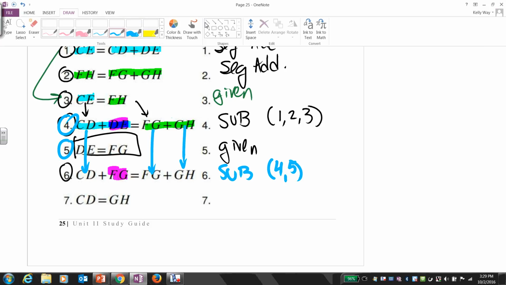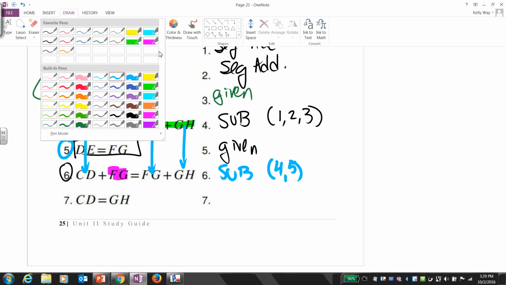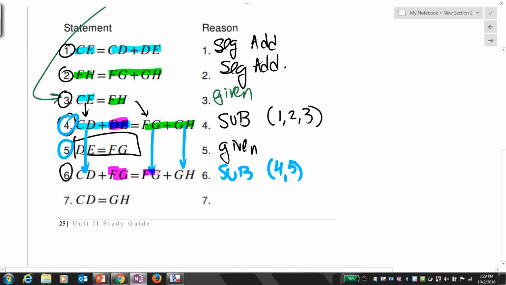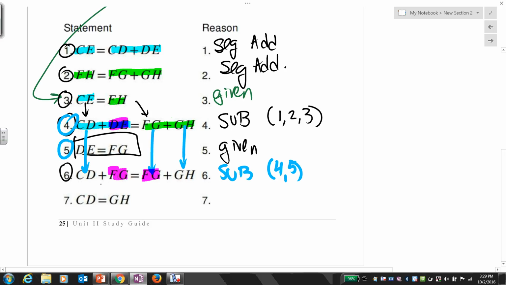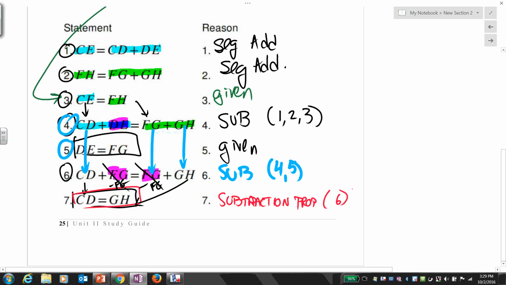Now, you ask yourself, why do we do that? Well, if you look carefully, now we have FG on both sides. And if we have FG on both sides, we can minus FG, and we get what we're trying to connect, CD to GH, which was our red segments. How did we get that? Subtraction property. And we use line number 6 to do that.